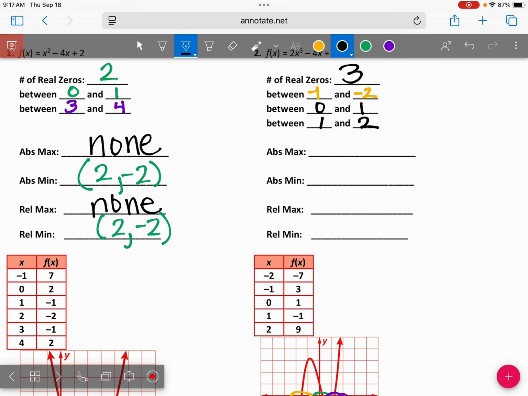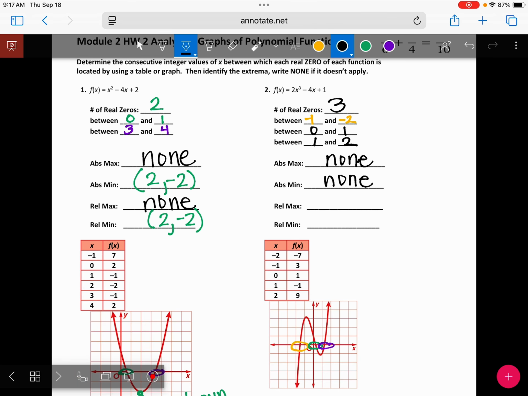All right, this is an odd degree function. So the arrows are opposite, which means we don't have a max or a min. We don't have an absolute max or min. Now we do have a relative max.